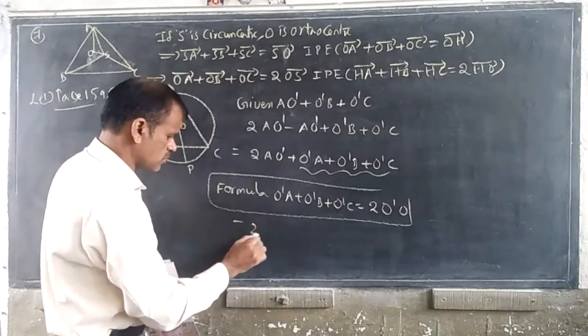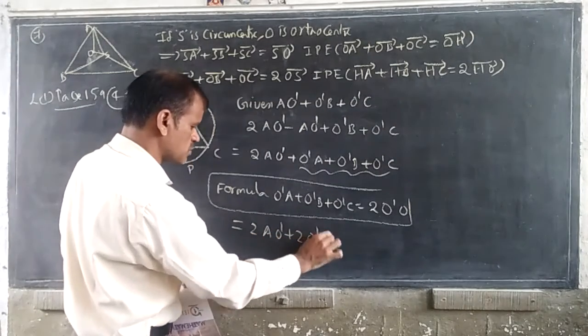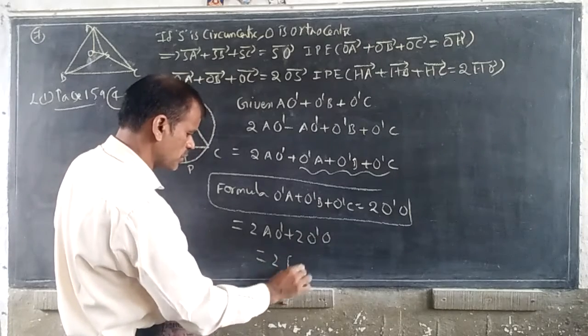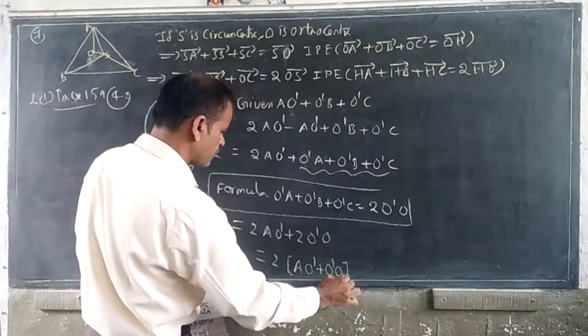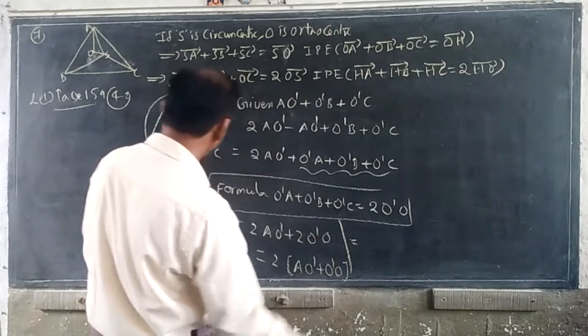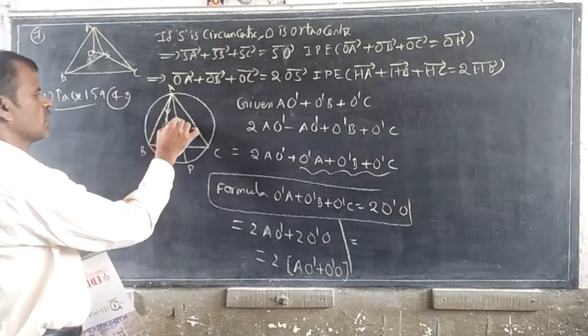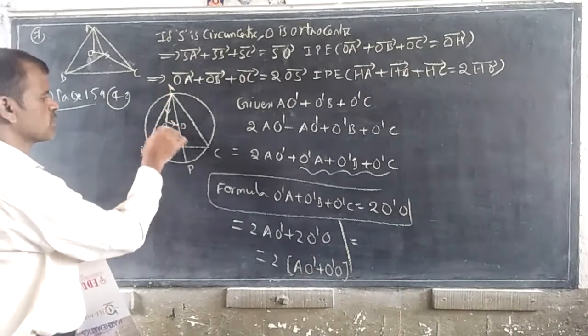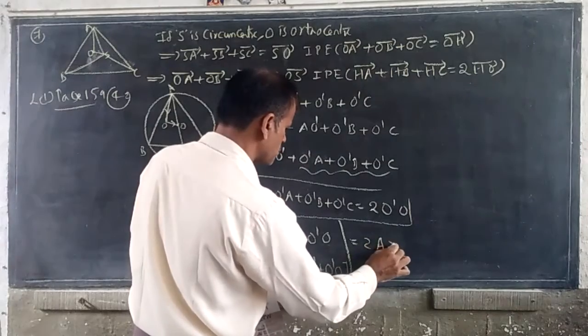That is equal to 2 AO' plus 2 O'O. Take common 2 here. You can write AO' plus O'O, like this. Using triangle law, 2 (AO' plus O'O) gives 2 AO. Yes, it gives 2 AO.